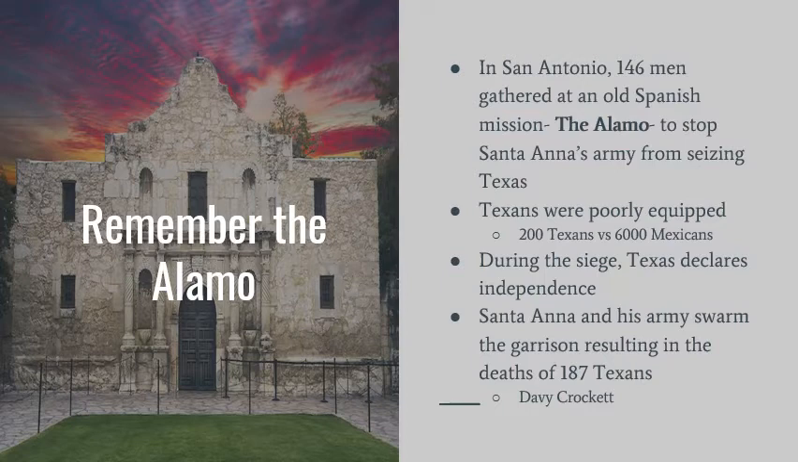On March 2, 1836, Texans declared independence for the Republic of Texas, and Santa Anna responds by having him and his men swarm the garrison. As a result, 187 Texans die, including Jim Bowie, Davy Crockett, and Commander William Travis.